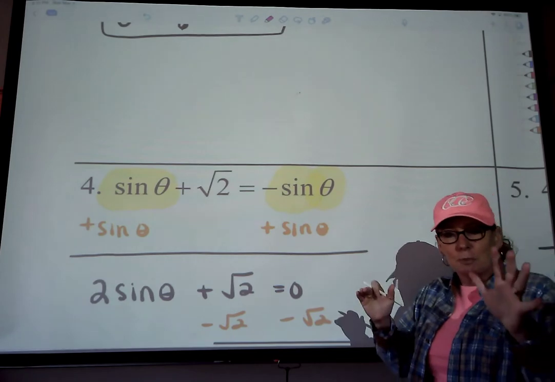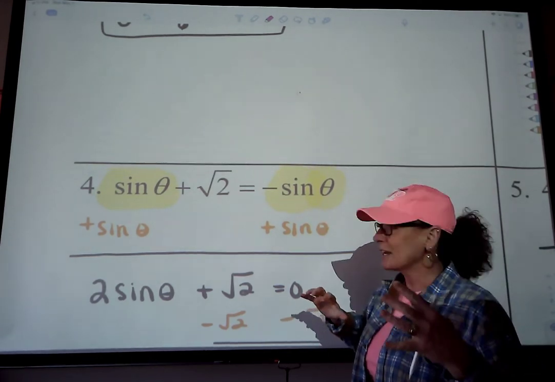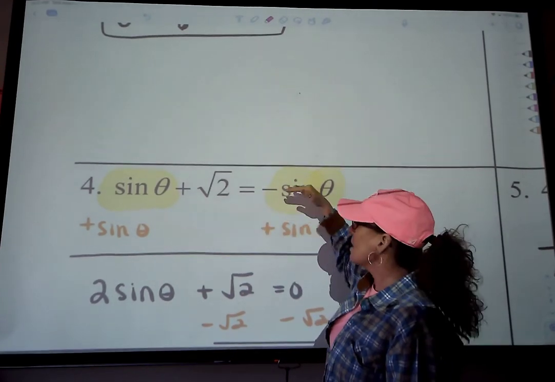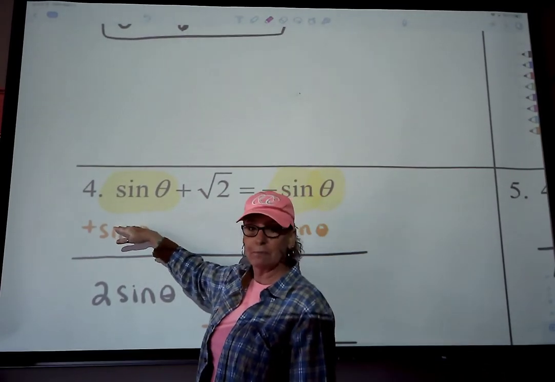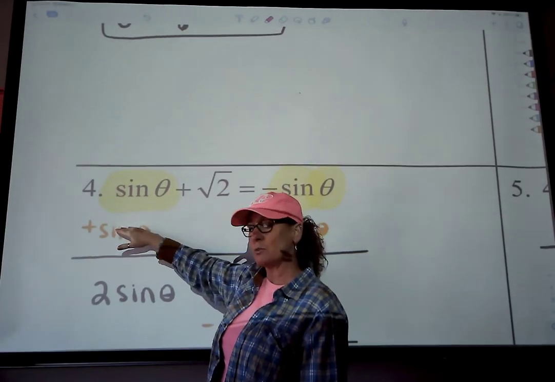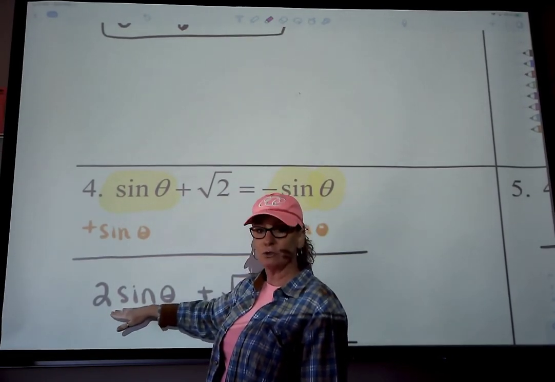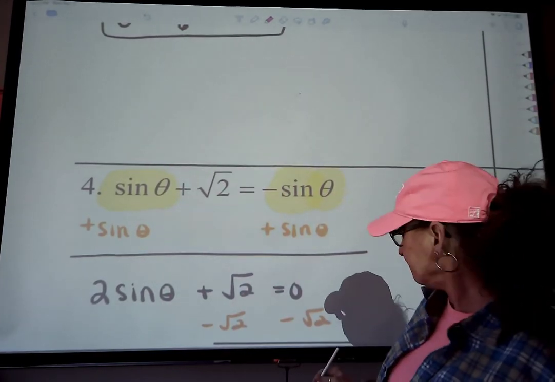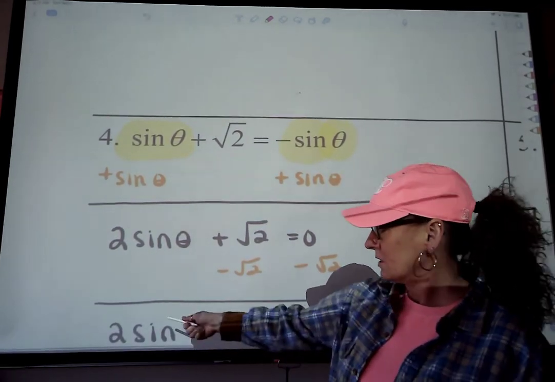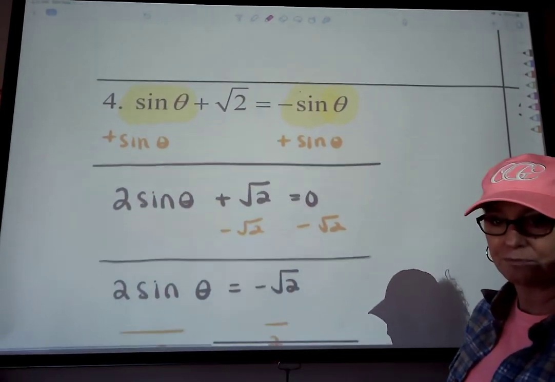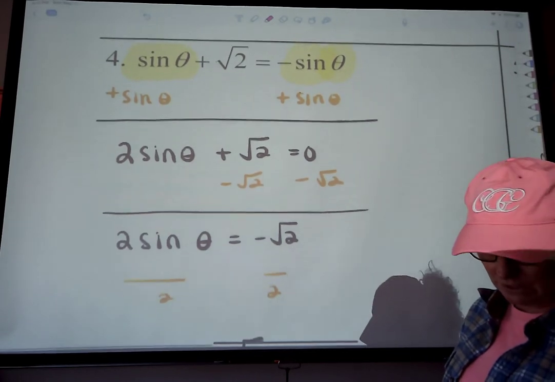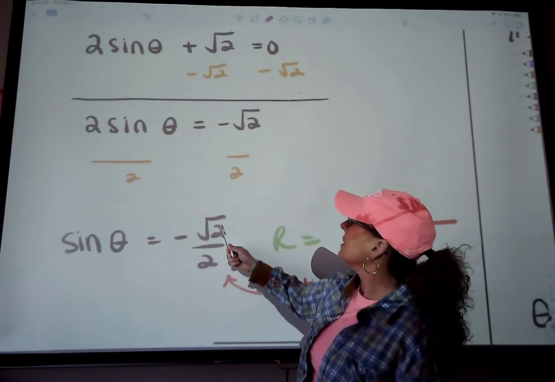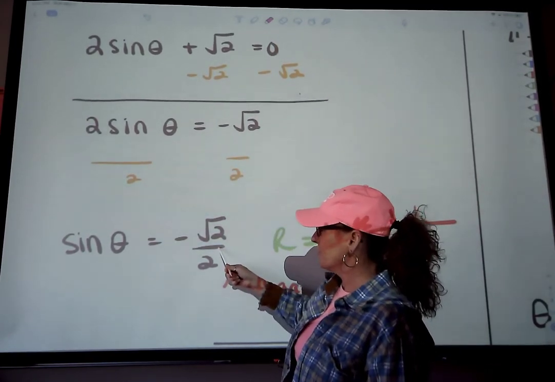Okay, this one's a little bit weird. It says isolate your trig expressions. Well, I got one over here and I got one over here. I've got one on both sides of my equal sign. So I'm going to add sine of x to move this one over. And one of these plus another one of these gives me 2 of these. So I've got 2 sine theta. Get rid of your radical 2. Divide by 2. And I get sine of theta is negative radical 2 over 2.